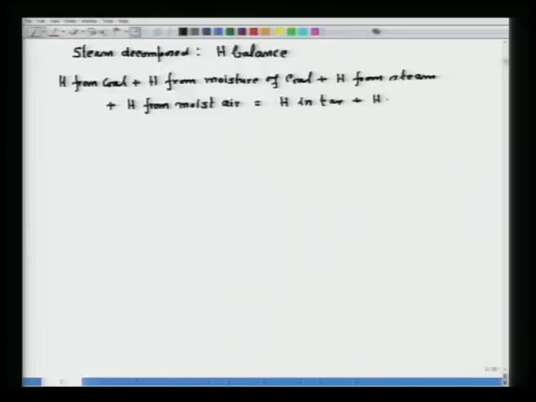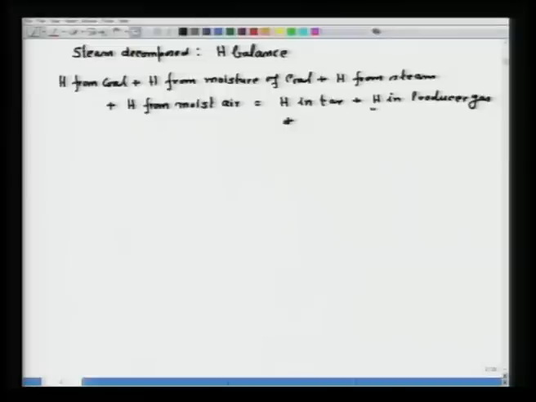plus H in producer gas. Well, here by taking H in producer gas, I have taken into account H2 of producer gas as well as H2O of producer gas. So, both I am putting under the term H. If you wish, you can write down H2 in producer gas plus H in water of producer gas, that is one and the same thing. So, choice is yours.